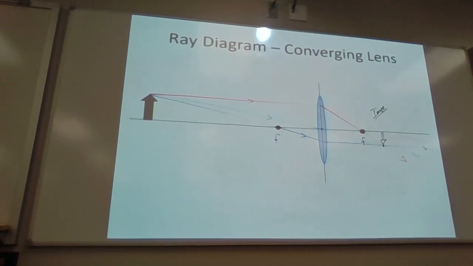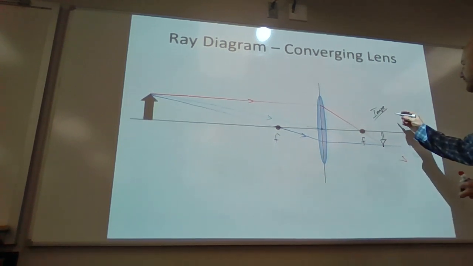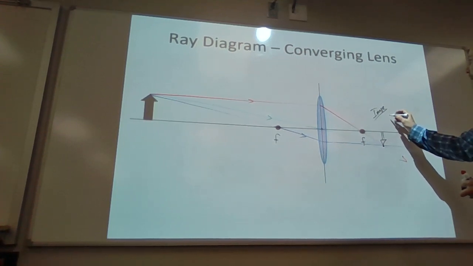Tell your neighbor the characteristics of this image. It's inverted. It goes through and then it goes. I don't know. Okay, here are your images.